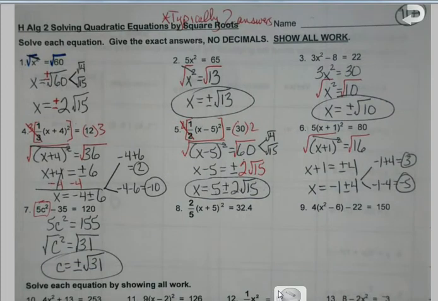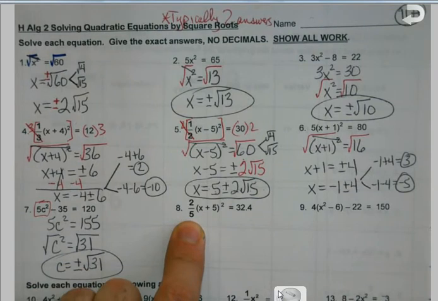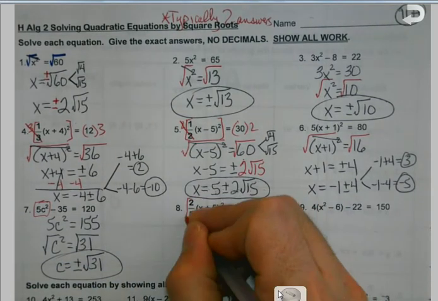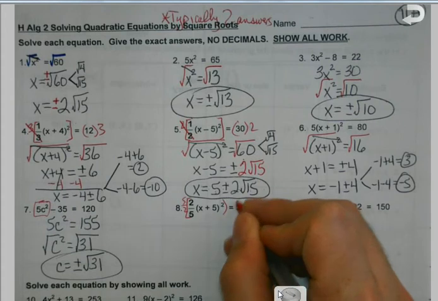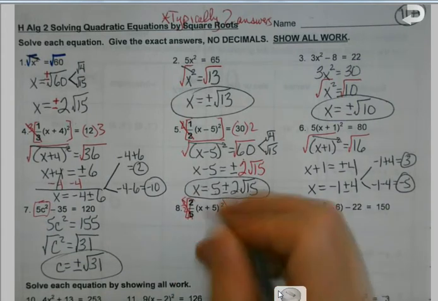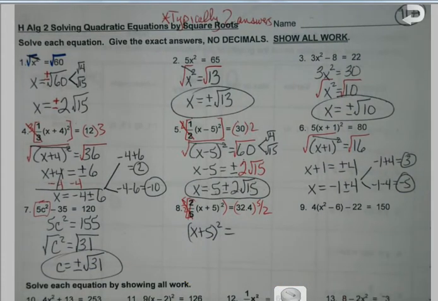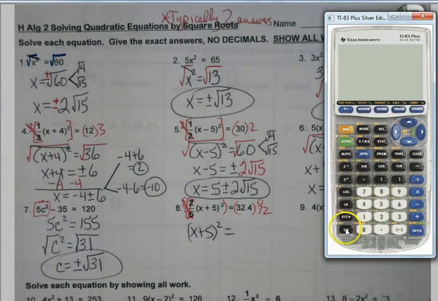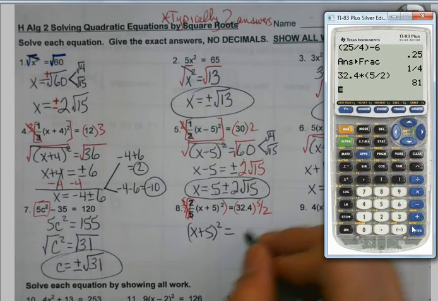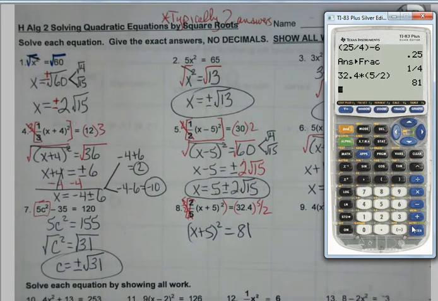So let's see, I think 8 and 9 are good spots to go, and then I'm gonna start trying to look for some weird ones. Again, just like before, when we had a fraction out in front, we're gonna use the reciprocal to help us. So, okay, the squared's gonna be there. Now I will guarantee I will not be doing this in my head. 32, 4 times 5/2. Nice. It's nice when we can put together the decimal and the fraction and still get a whole number out.